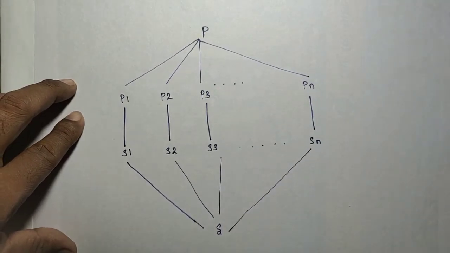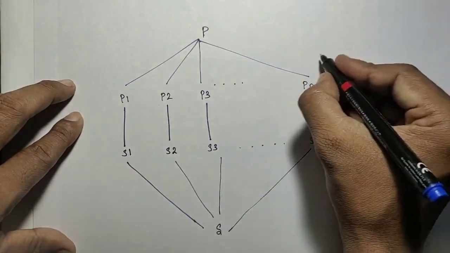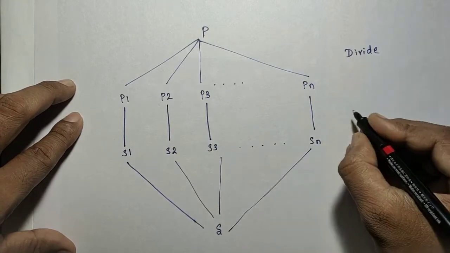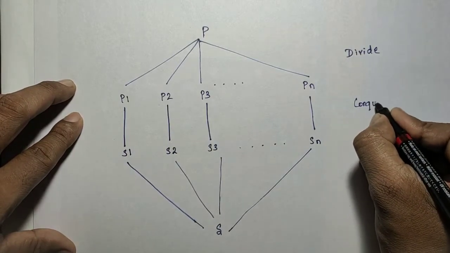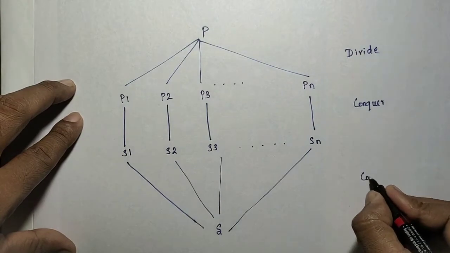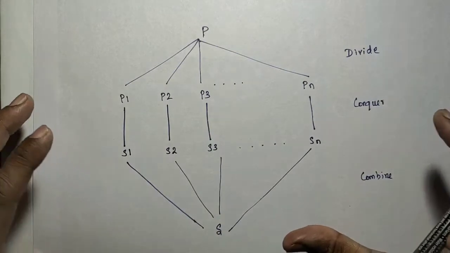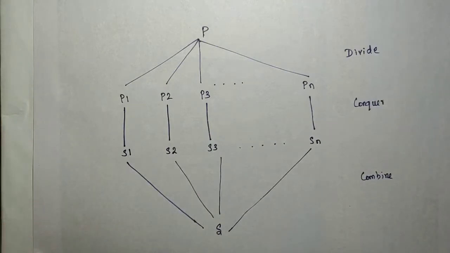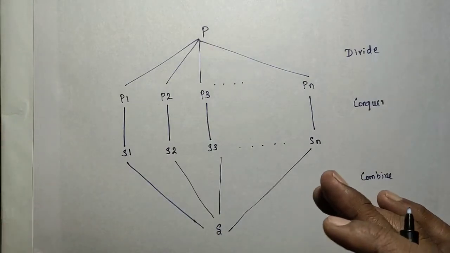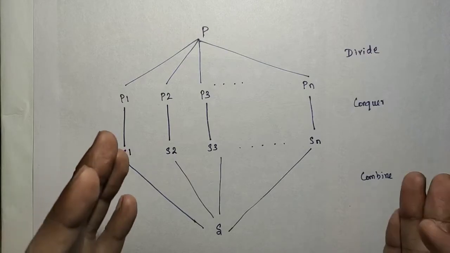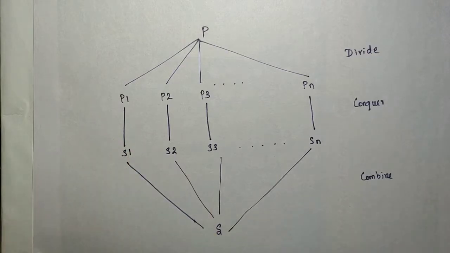So this is the divide step, and then conquer, and then combine. If you remember this diagram, you can easily understand. Also, the dynamic programming approach is slightly different from divide and conquer, so there will be some differences. If you understand this, you can easily understand the dynamic programming approach and the greedy approach.